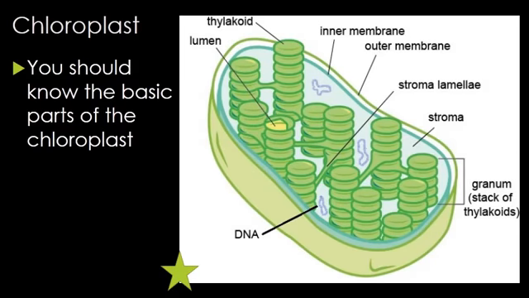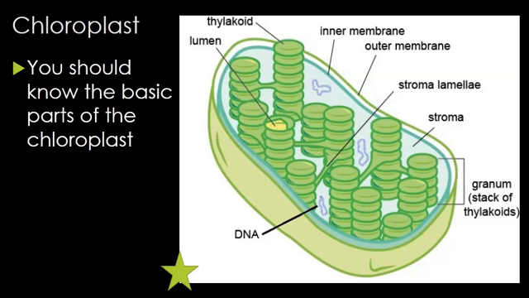Just like with the mitochondria, you need to know the basic parts of the chloroplast. And the chloroplast is the main way that living organisms harness solar energy for life, which is very important. The inner and outer membranes are a lot less involved than they were in mitochondria, but I still need a lot of surface area for chemical reactions. And the chloroplast meets this need with the thylakoids.